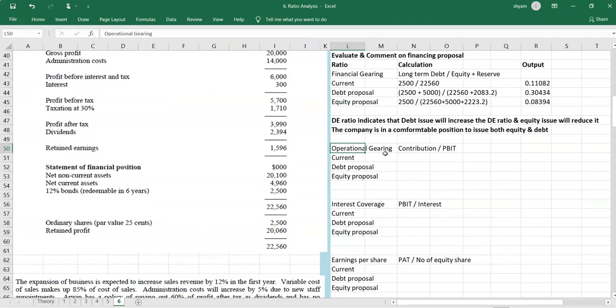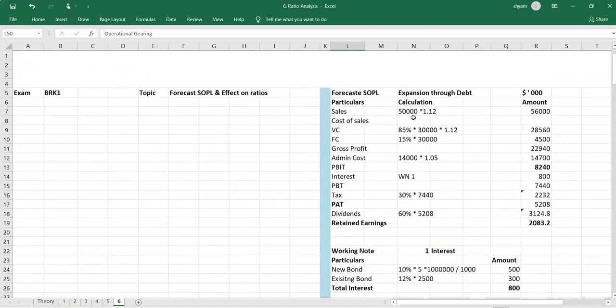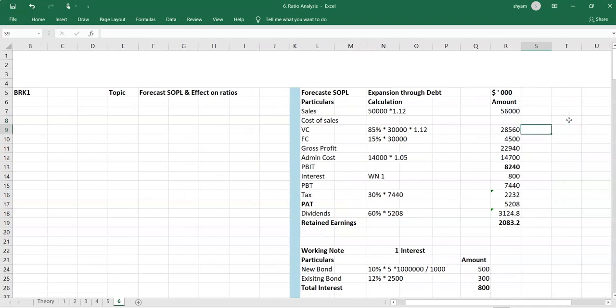So the next one is operational gearing. So we have to get contribution by PBIT. The problem is when we worked out, we have only worked out in this manner. So we have not got our contribution. So we have to get our contribution separately. Okay, so we can work it out here if you want. So contribution is equal to the sales number minus the variable cost.